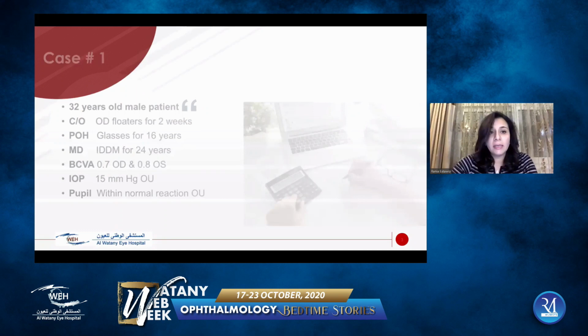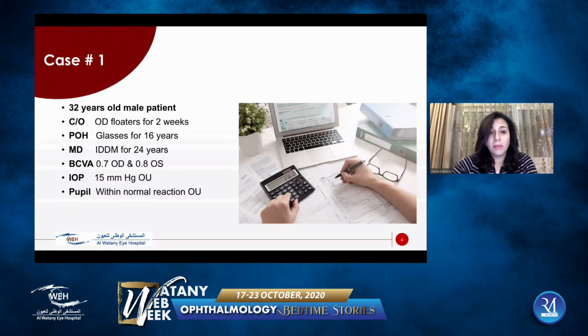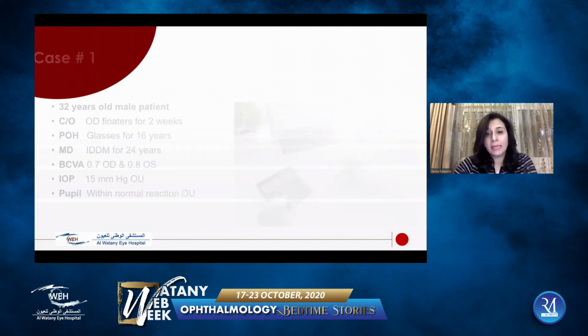My first case here is a male patient. He is a 32 years old male patient. He's a banker, a demanding person, very meticulous. He came complaining of right floaters for 2 weeks. He's been insulin dependent for 24 years. The vision is 0.7 in the right eye, 0.8 in the left eye, nothing remarkable in anterior segment examination.